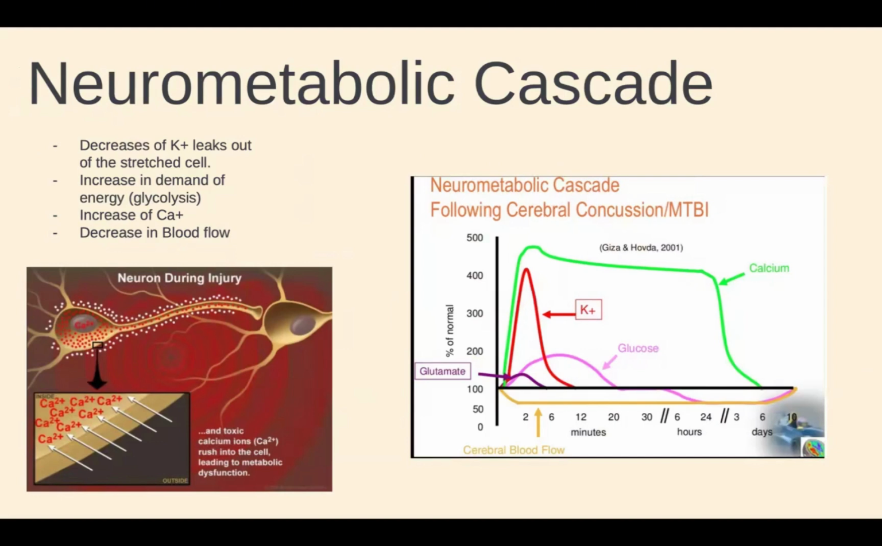As we see here on the chart, these are all the spikes and how each of the ions return back to normal over a period of time. So as we see, we have calcium increasing within the cell, we have cerebral blood flow decreasing, we have glucose spiking, and we have potassium spiking as well, and then also decreasing. But over a course of 6 days, they all should resolve back to baseline.